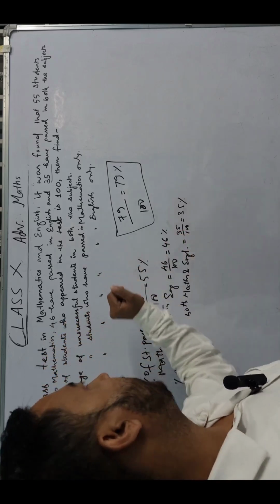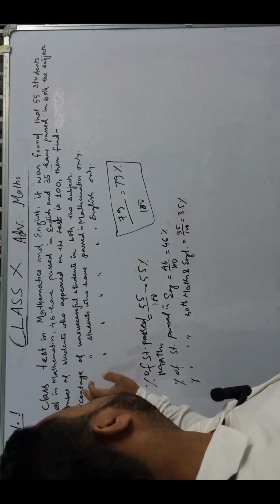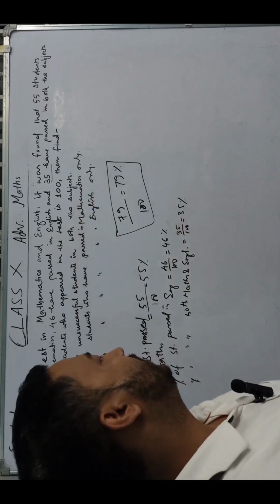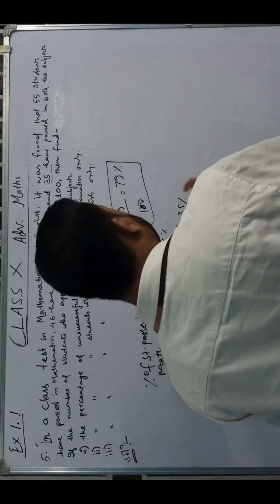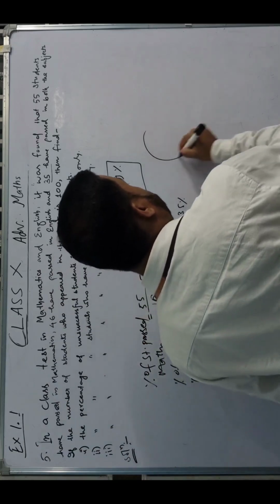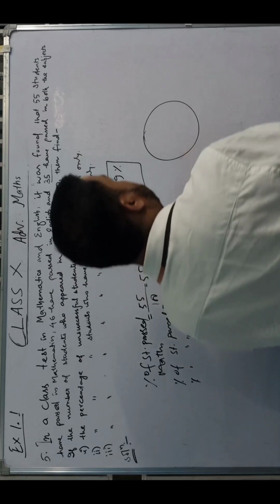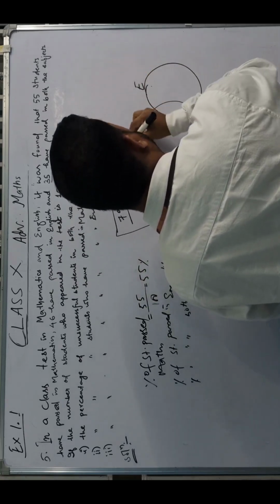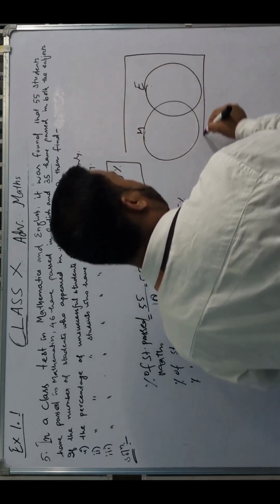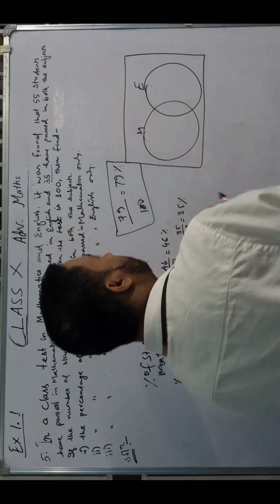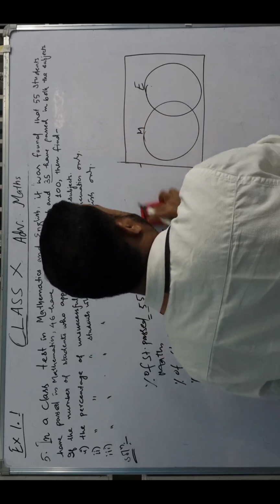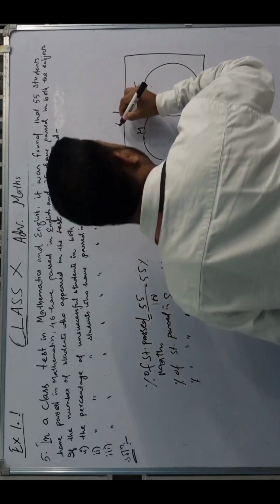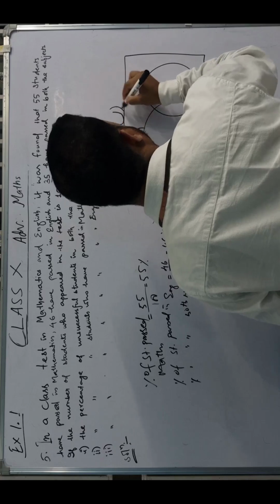Now our question is different. Our question is the percentage of unsuccessful students in both the subjects. You see, this is the subject maths and this is the subject English. Since there are some students who could not clear any of the subjects, they will be considered in U. The number of U will be equal to what?